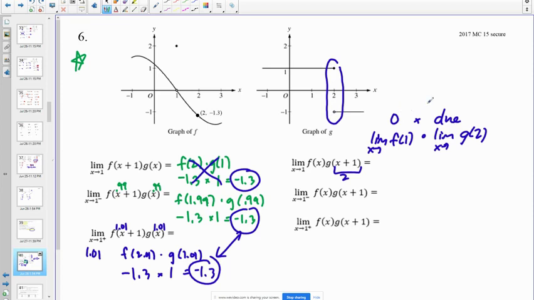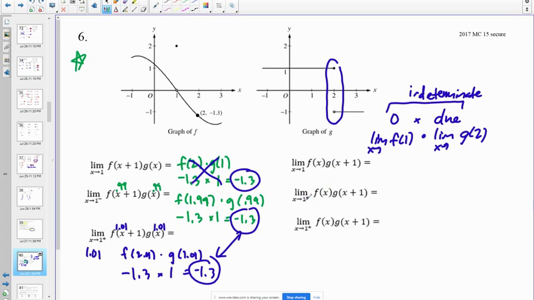So what is 0 times D and E? This is actually an indeterminate form. You don't know what the answer is. You need to use another method. Some people might say that this is 0. Some people might say that this is D and E. All right, but you have to break it up into -1 and 1 to get the answer.